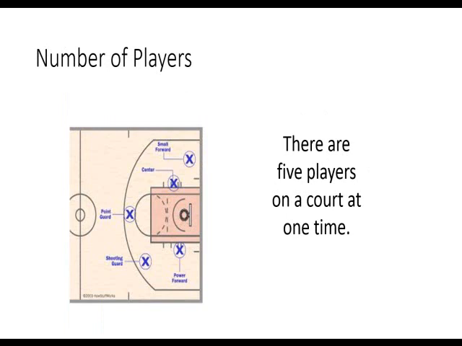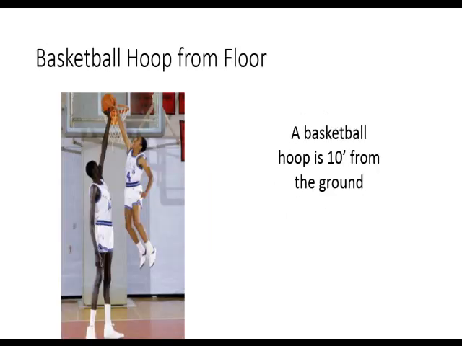In basketball, there are 5 players per team on the court at any given time. So one team has 5 players for a total of 10. The basketball hoop is 10 feet from the ground in a regulation basketball hoop.